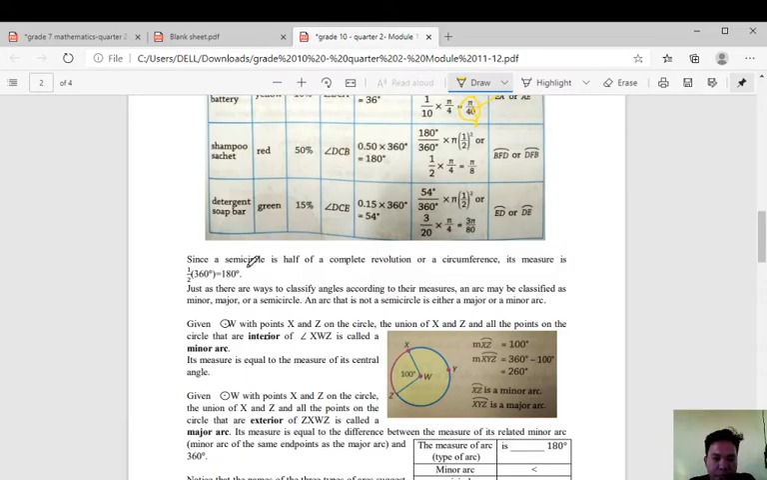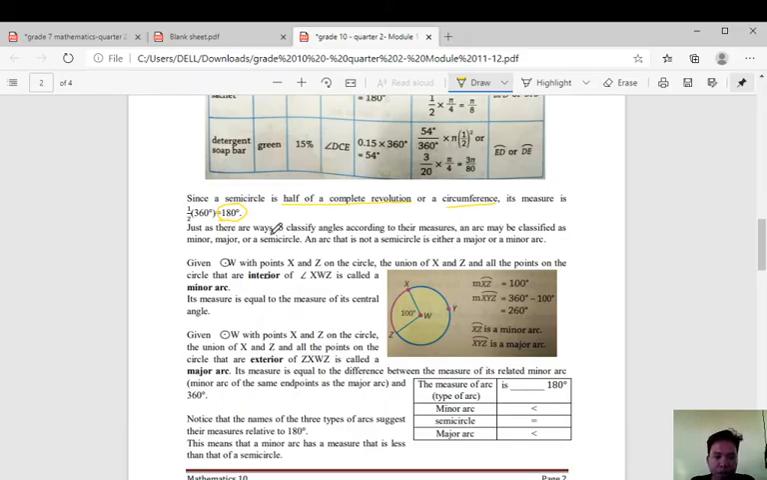Since a semicircle is half of a complete revolution or a circumference, its measure is 1/2 of 360 degrees. We all know that a circle makes a 360 degrees revolution, or a circle is composed of 360 degrees. Then a semicircle is equal to 180 degrees because it is 1/2 of a circle. Right? So just multiply 1/2 times 360 degrees, and that would be 180 degrees.